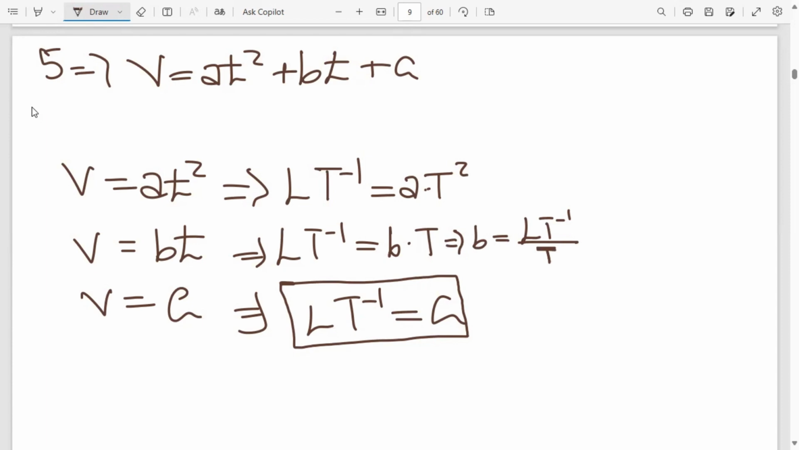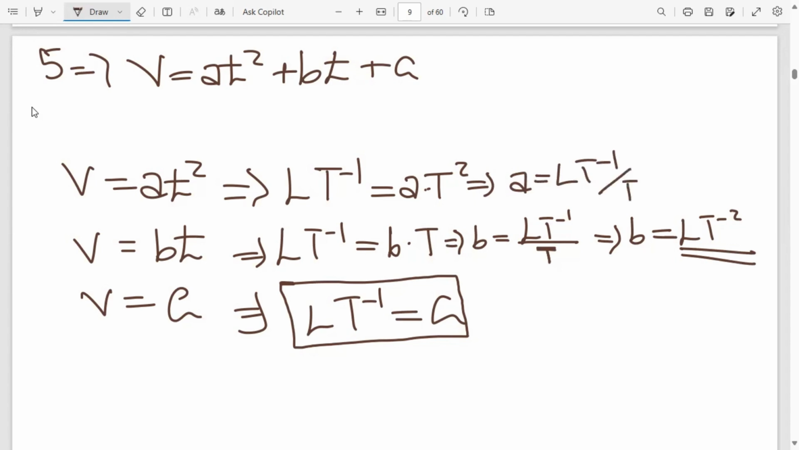Okay, and this should give us B being equal to LT to the power minus 2. So B is equal to LT to the power minus 2, like that. Okay, then for this one, we are going to make A the subject of the formula. So we should be able to get A is equal to LT to the power minus 1 divided by T squared.